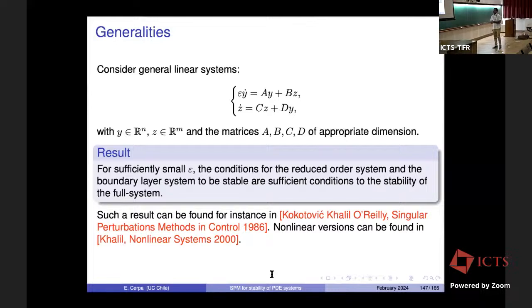And there is a result that we can find in this very nice book by Kokotovic, Khalil, and O'Reilly, Singular Perturbation Methods in Control, where in fact when you obtain this reduced order system and this boundary layer system, you obtain stability conditions, and they are good enough in order to obtain stability of the original full system, of course, when epsilon is small enough, okay? And of course, there are other nonlinear versions, as I showed you before in other lectures. So that gives us the idea of how, for this particular system, to build a Lyapunov function for this KdV ODE system.